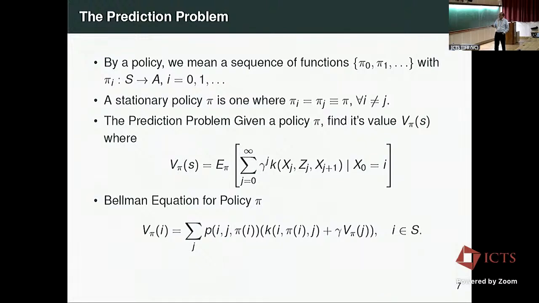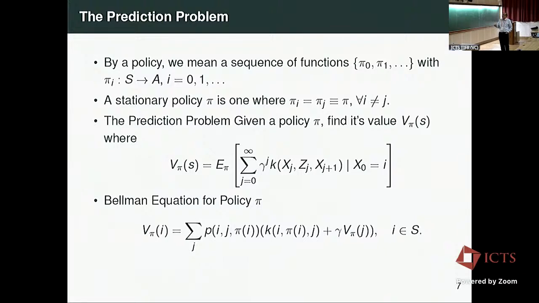It's just the prediction problem, which essentially says that given a policy pi, and by a policy we mean this sequence of functions, let's call them pi 0, pi 1, pi 2, and so on. Each one of these functions is a mapping from the state space to the action space. We are assuming here that all actions are feasible in every state. Otherwise, you will have to restrict your attention only to actions that are feasible in any given state. A stationary policy pi is one where all of these functions are the same. I mean, pi i, pi j, they are all the same. Let's call them pi.